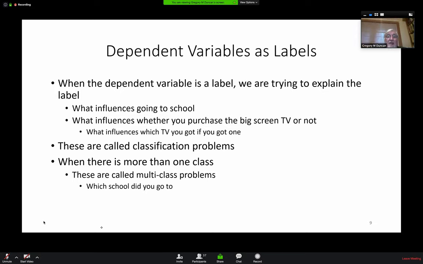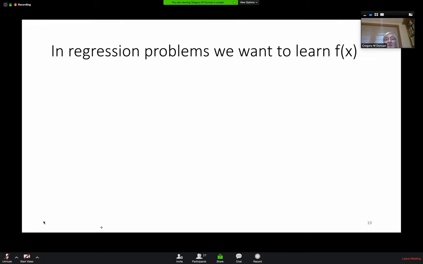Which school did you go to? Which of many possible occupations did you choose? This is stuff labor economists worry about. In regression problems, we want to learn that f of x. Remember, y equals f of x. Why?